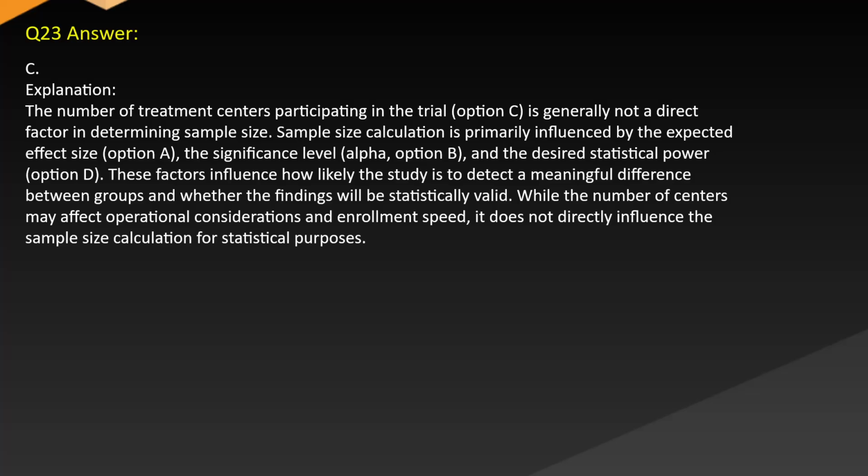Answer: C. Explanation. The number of treatment centers participating in the trial, option C, is generally not a direct factor in determining sample size. Sample size calculation is primarily influenced by the expected effect size, option A, the significance level alpha, option B, and the desired statistical power, option D. These factors influence how likely the study is to detect a meaningful difference between groups and whether the finding is statistically valid. While the number of centers may affect operational considerations and enrollment speed, it does not directly influence the sample size calculation for statistical purposes.